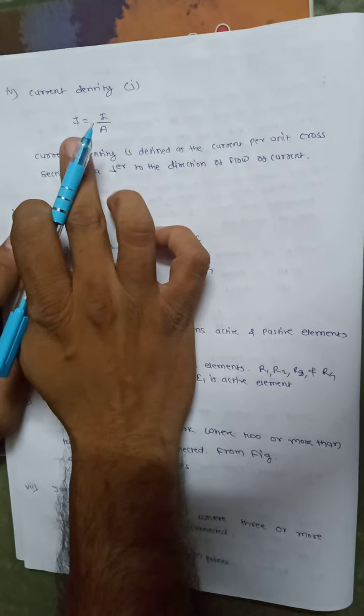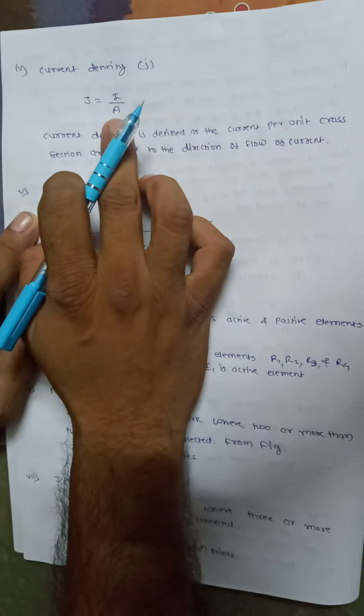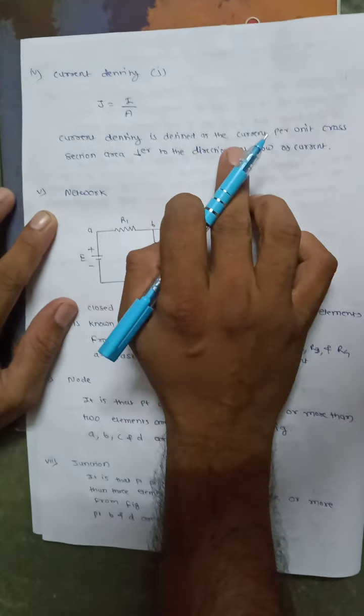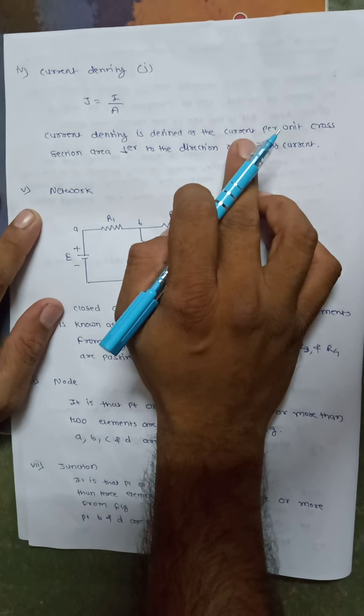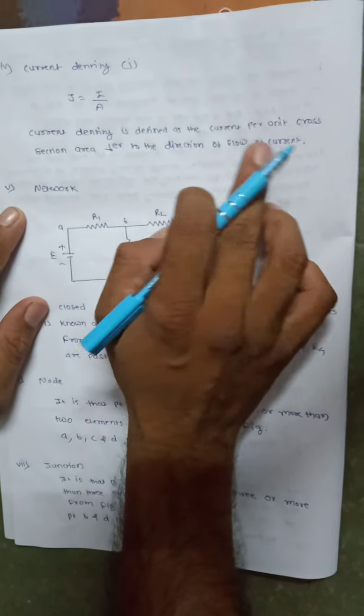Fourth point is current density, denoted by J. J is equal to I by A, where I means current and A is the cross-section area. Current density is defined as the ratio of current per unit cross-section area perpendicular to the direction of flow of current.